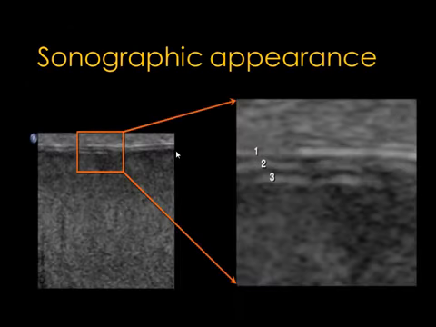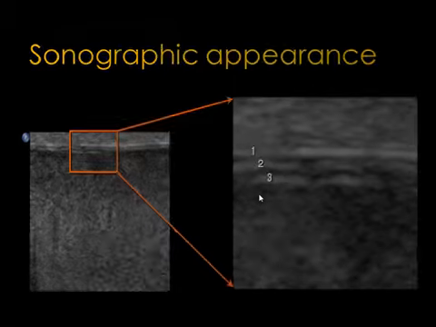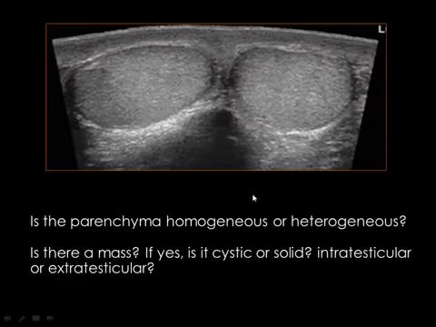Sonographic appearance. The scrotal wall appears as 3 layers: the tunica vaginalis parietal layer, the tunica vaginalis visceral layer, and the tunica albuginea. What's important here is to note if the skin is thickened. Normal testes are homogeneous in echo texture with uniformly distributed medium level echoes. Size and echogenicity of the two testes should be identical.